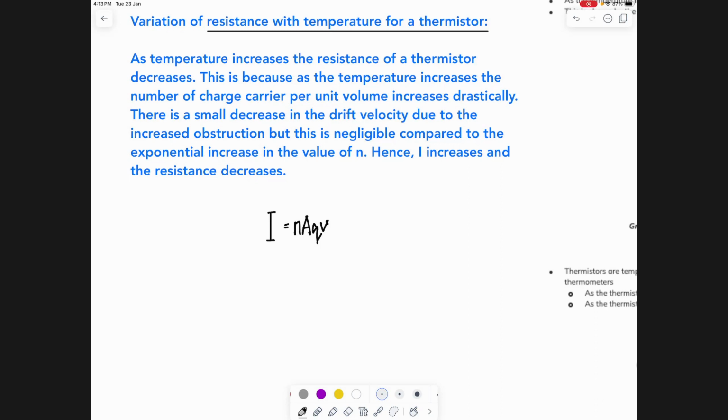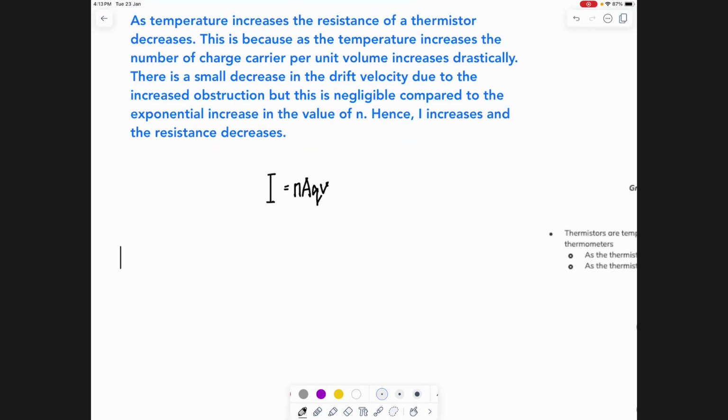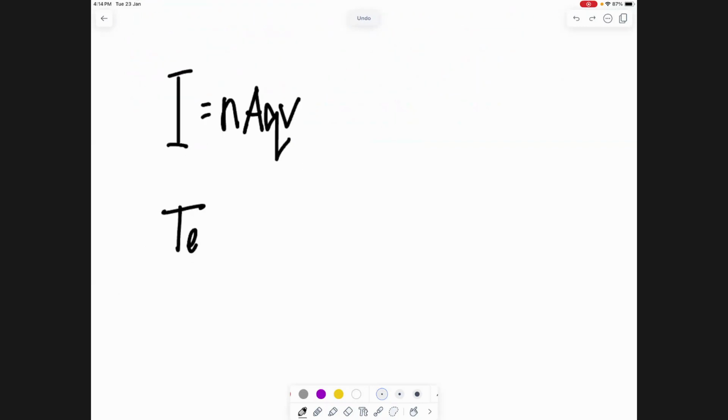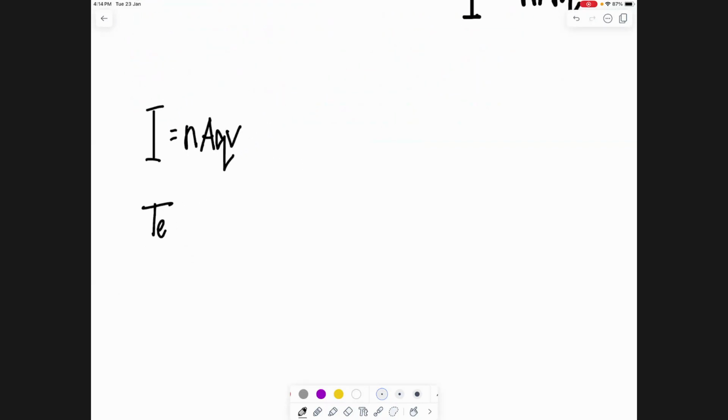Because it's actually opposite to what happened in a filament lamp. So if we go back to the filament lamp to recap, with a shape. You have I equals n A q v. For the filament lamp, as temperature increased, can you tell me the sequence of events that took place? As temperature increases, what changes in this equation?